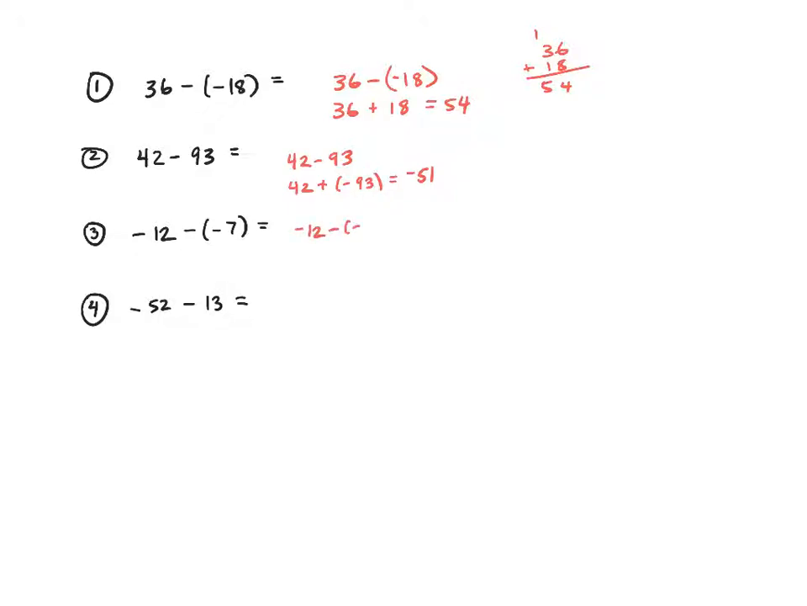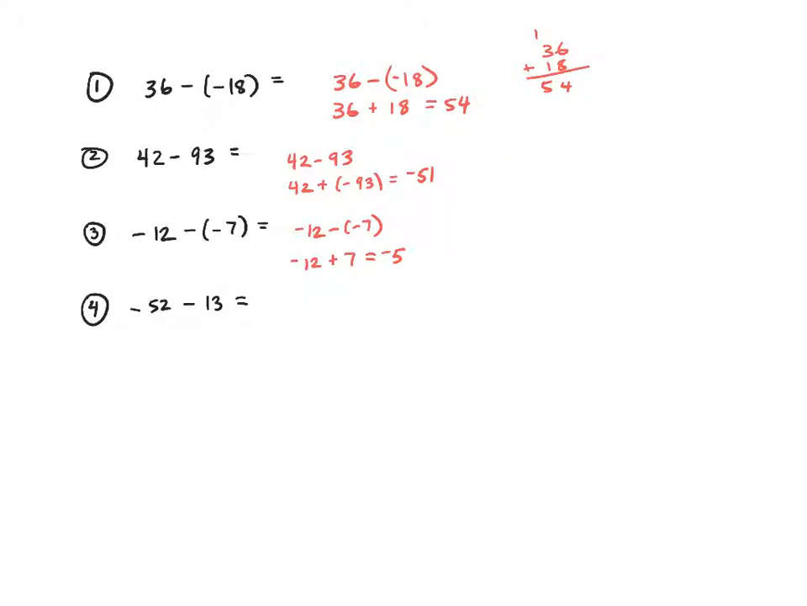Question 3, negative 12 minus negative 7. Change it to an addition problem and add the opposite. The opposite of negative 7 is positive 7. I have more negatives than positives, so some of the negatives will be canceled out, but not all of them. And it looks like I'll have 5 negatives left over.